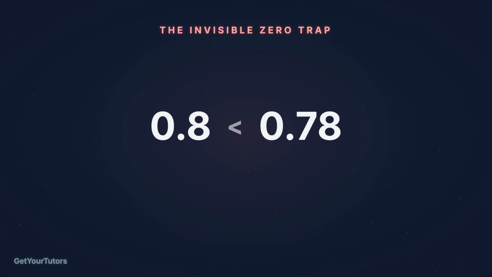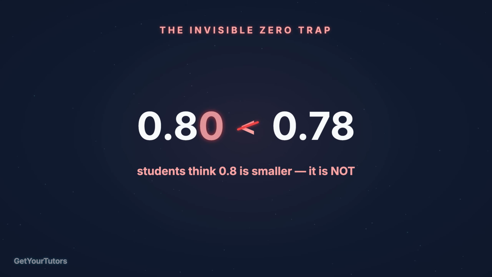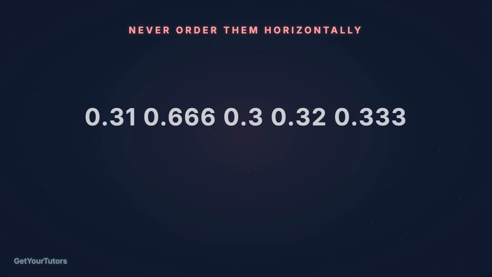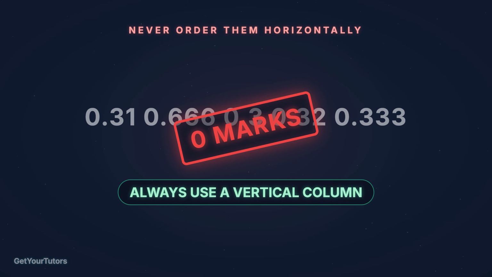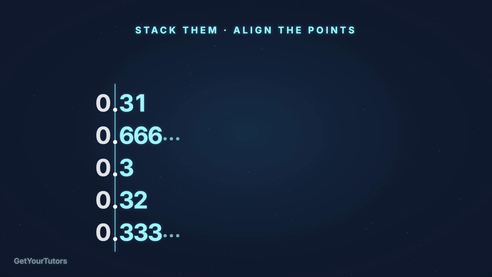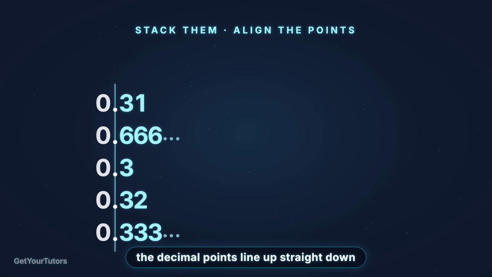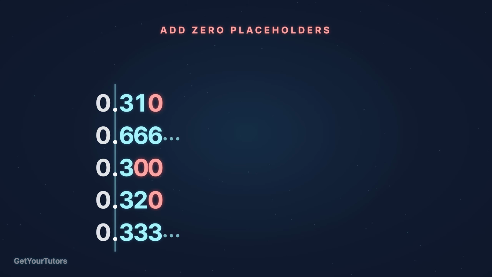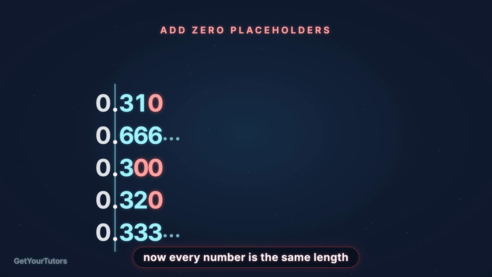Here is the deadliest examiner trap. Students see 0.8 and assume it is smaller than 0.78. If you do not vertically line up the decimal points perfectly on the page, you will fail and get exactly 0 marks. Write every single decimal in a neat vertical column. Ensure the decimal points align perfectly straight down. Now fill in the blank empty spaces with 0 placeholders. This makes every number exactly the same visual length.